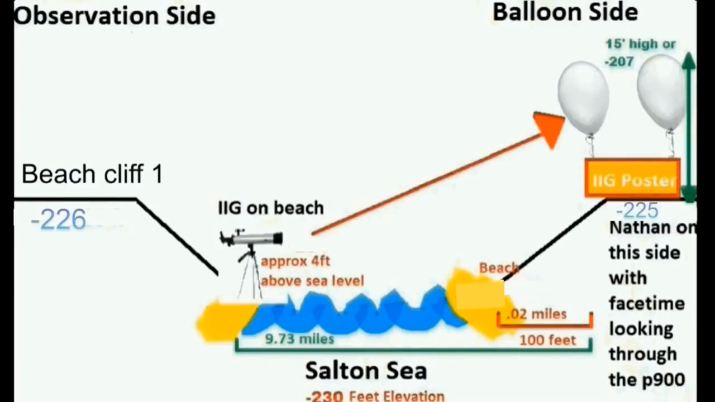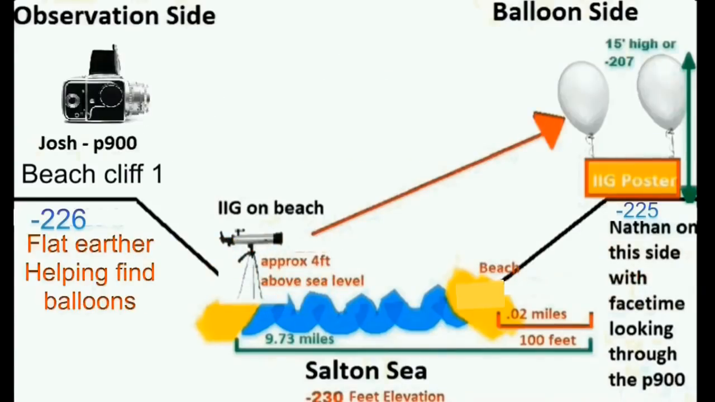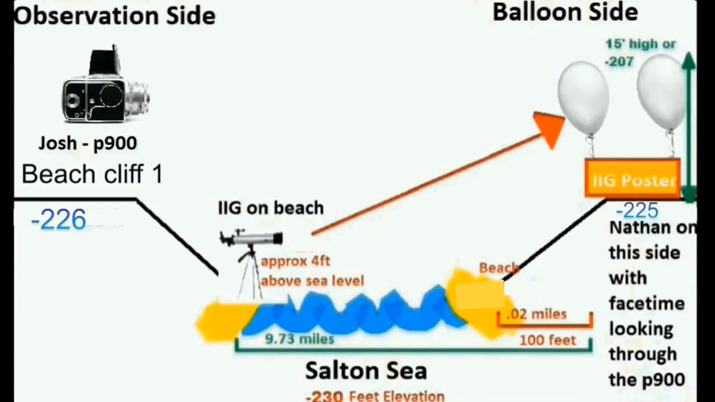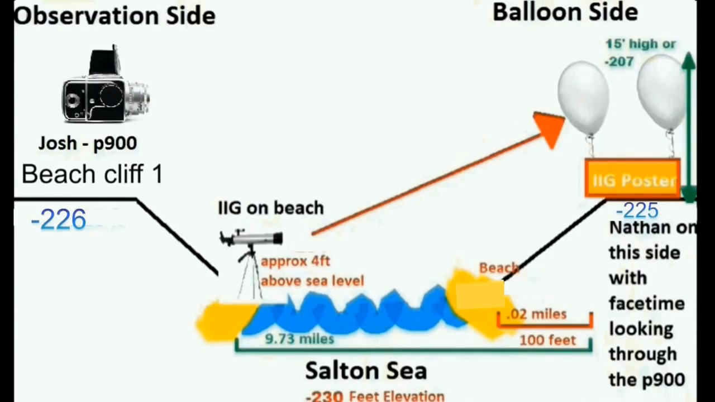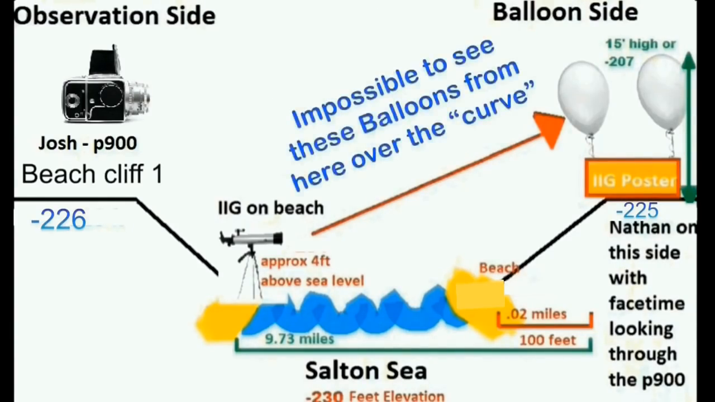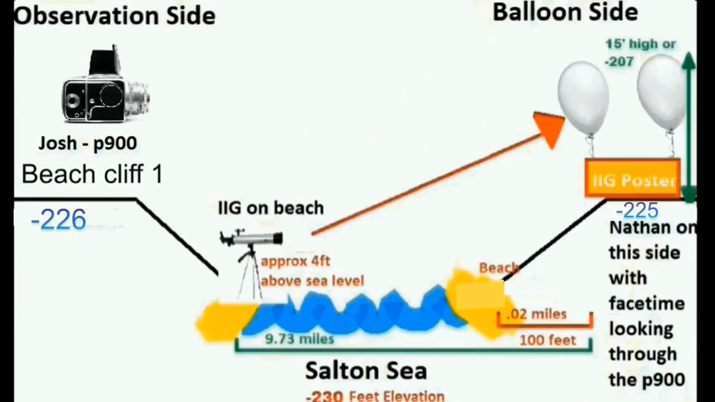So according to this witness evidence, along with the video proof he has of it, which is to follow, the balloons were clearly visible at an altitude that they shouldn't have been on the road. And even from their lower position on the beach, the IIG West saw the balloons on the road before the balloons were lifted upwards, all of this being impossible on the curve or a globe.